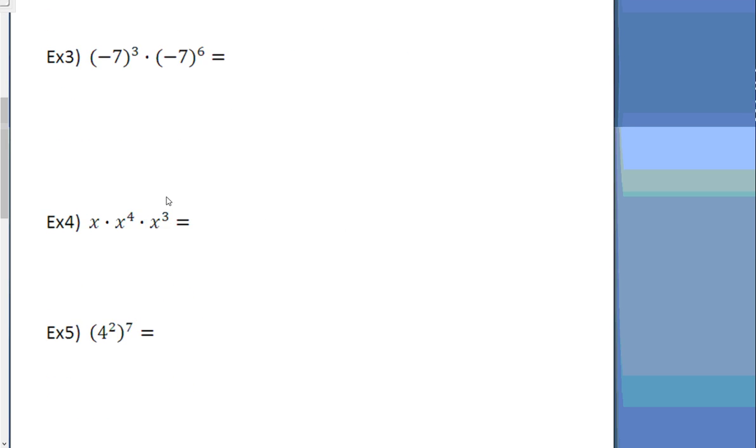All right. Example 3. Same thing again. The first thing I want to talk about is this negative number in a parentheses. Okay?